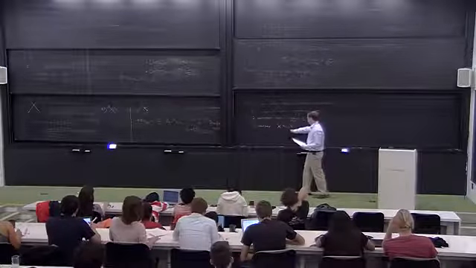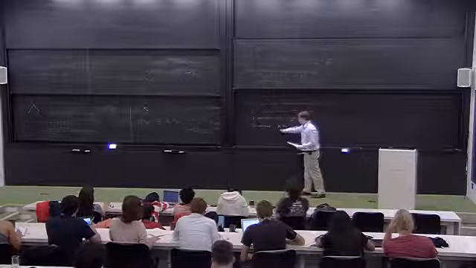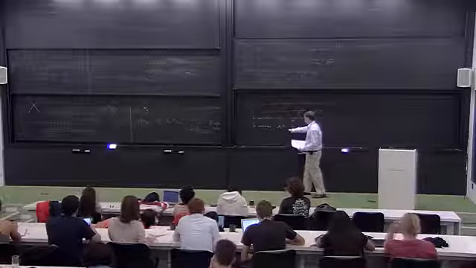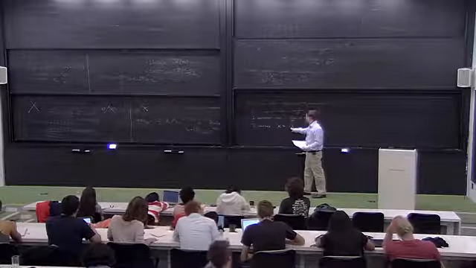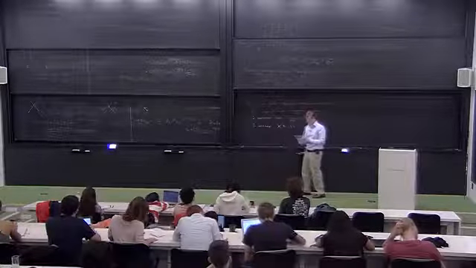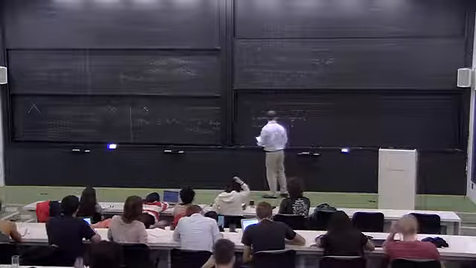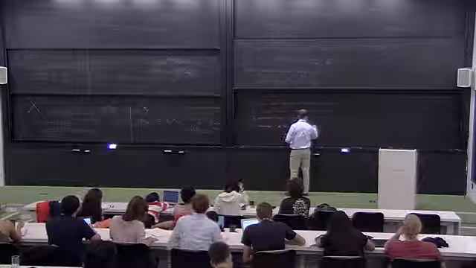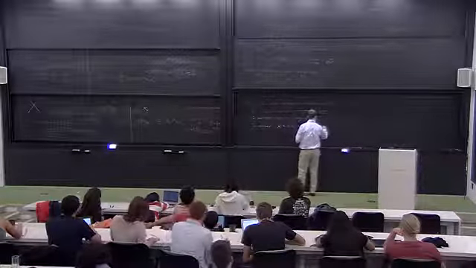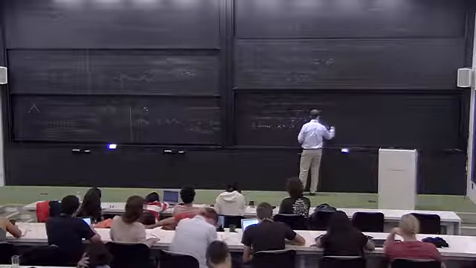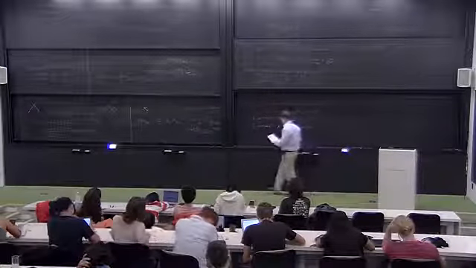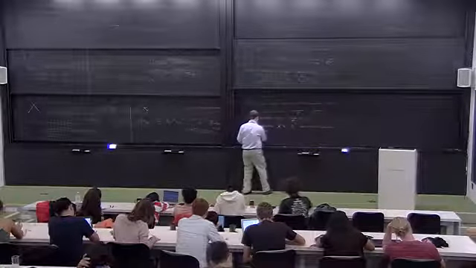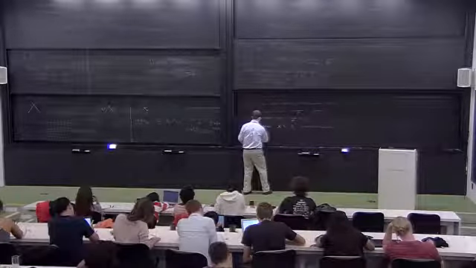I wrote down an expression for the more general vertex if we have different types of particles, and it's the same thing there. We just have the minus i times the coupling without any space-time integration. Rule 4 is impose momentum conservation at each vertex.